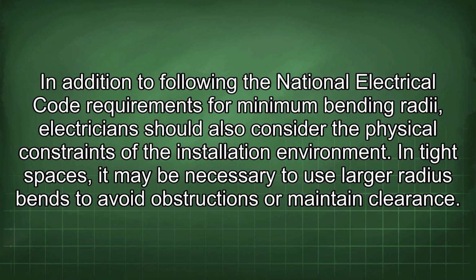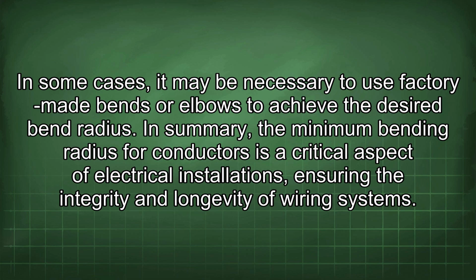In addition to following the National Electrical Code requirements for minimum bending radii, electricians should also consider the physical constraints of the installation environment. In tight spaces, it may be necessary to use larger radius bends to avoid obstructions or maintain clearance. In some cases, it may be necessary to use factory-made bends or elbows to achieve the desired bend radius.